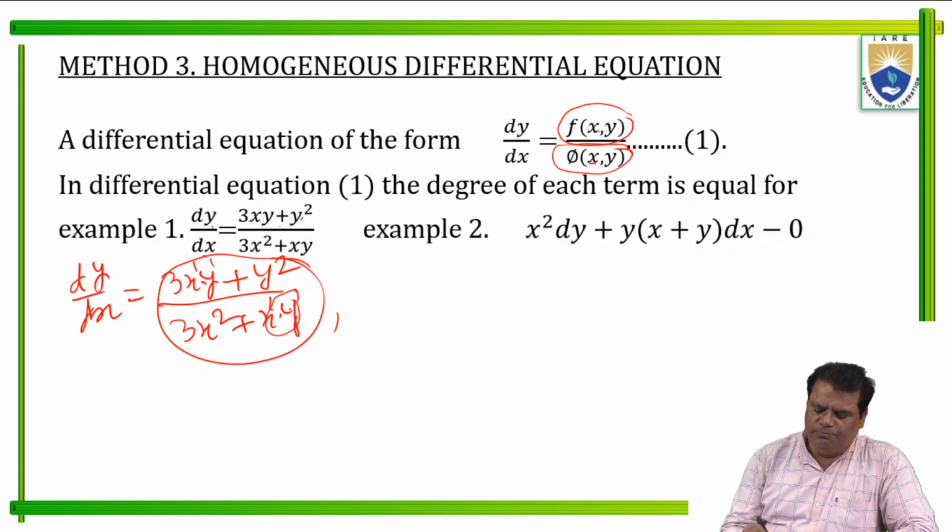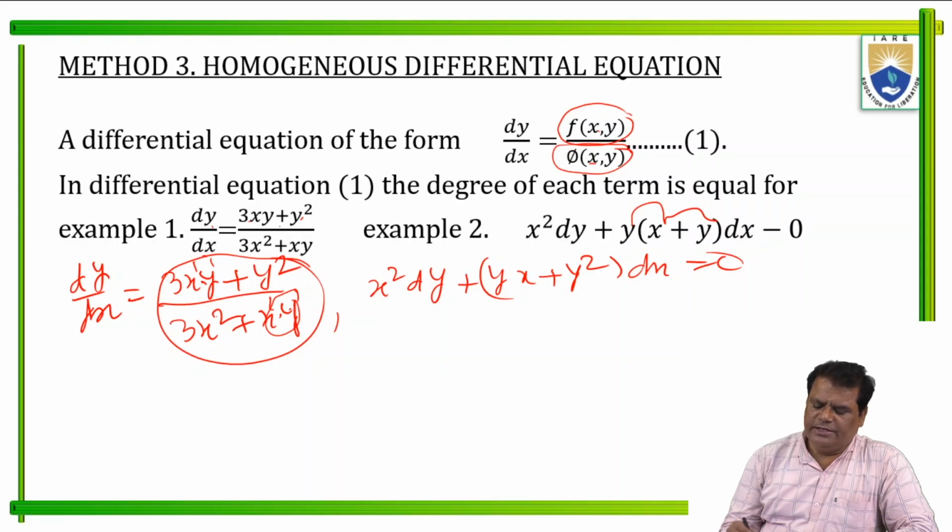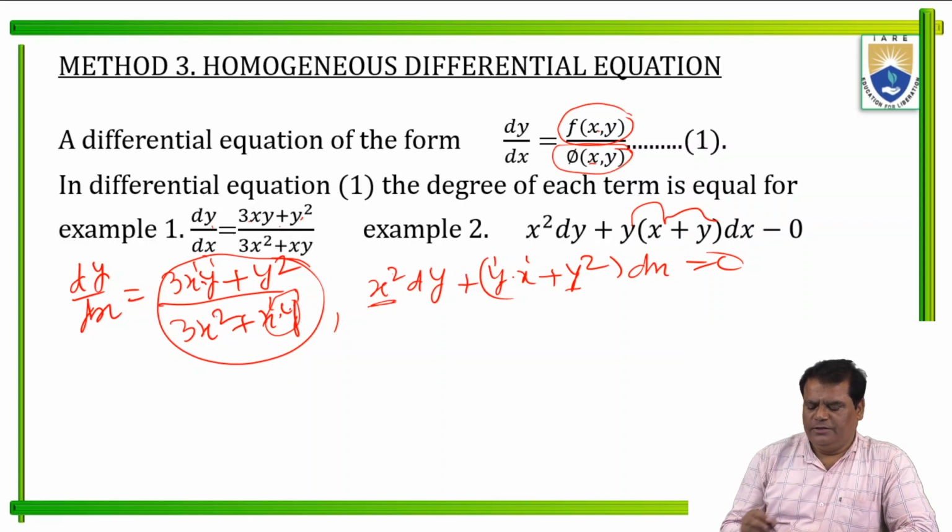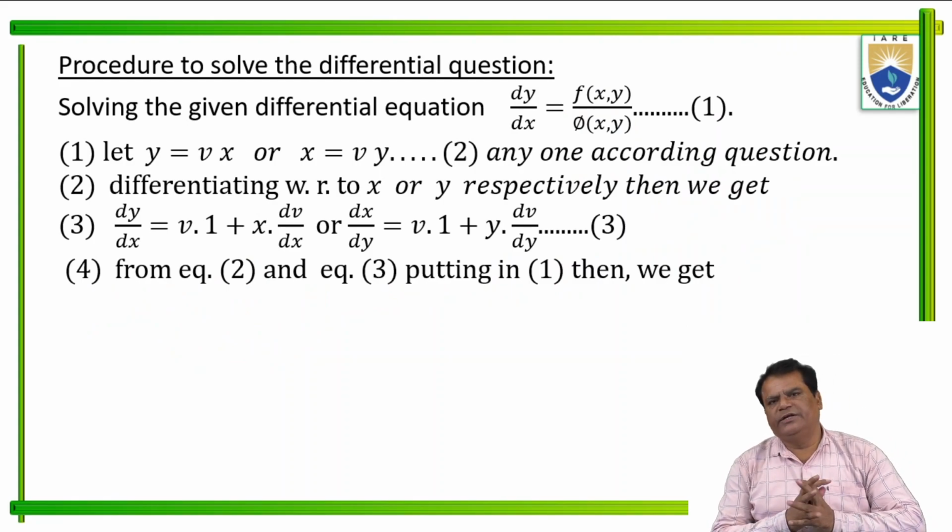Similarly, in example 2: x² dy + (x + y²) dx = 0. We multiply y here. Then we check every term. Here x has power 2. Here y into x, both have degree 1, so total degree is 2. Here is y², so the degree of this function is 2. So each term has degree 2. So this is known as a homogeneous differential equation.